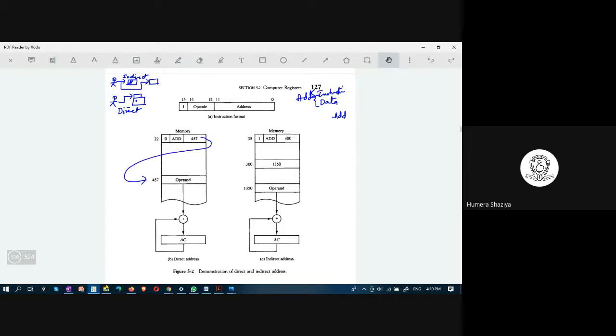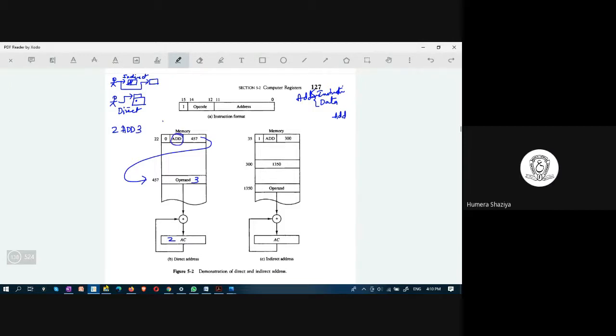You find the operand. If you have to perform addition of 2 and 3, consider that one operand is in the accumulator. This is the accumulator, which is a processor register. 2 is in the accumulator. Then what do you find at 457? Very good. You find 3. And what are you doing on 2 and 3? You are performing the add operation.